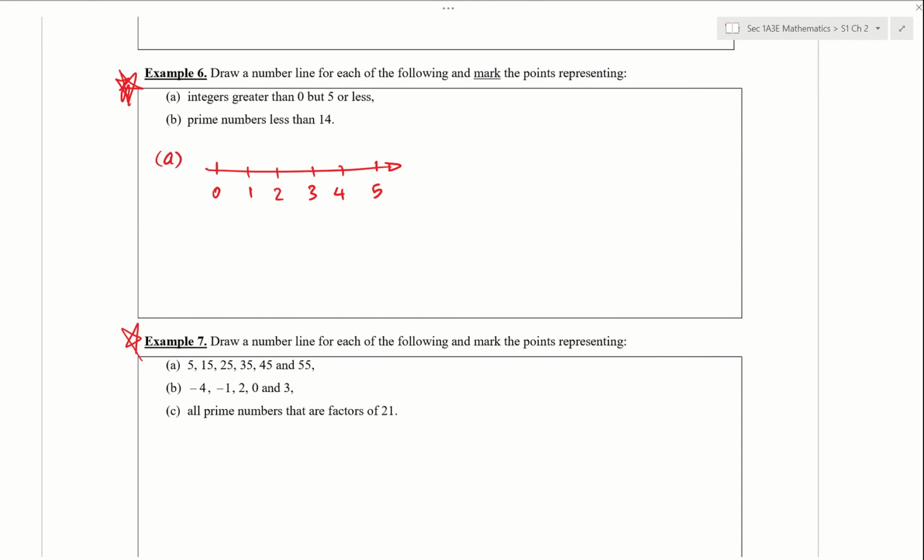So which is the first integer that is greater than 0 but 5 or less? 1. Obviously it's 1. Now how do we indicate the 1 in this number line? Should I draw a dot? Should I draw a cross? What do you all think? Draw a cross. Dot, huh? Okay, dot like this.